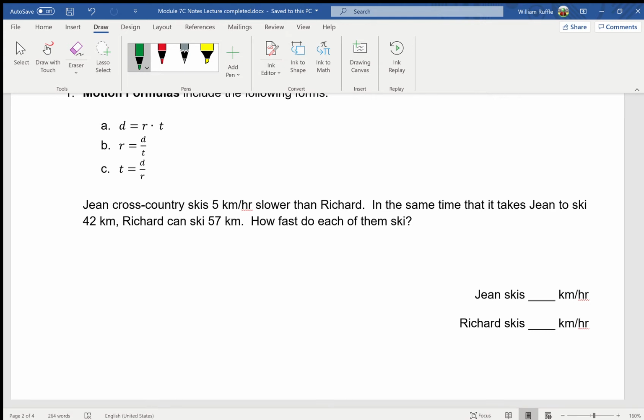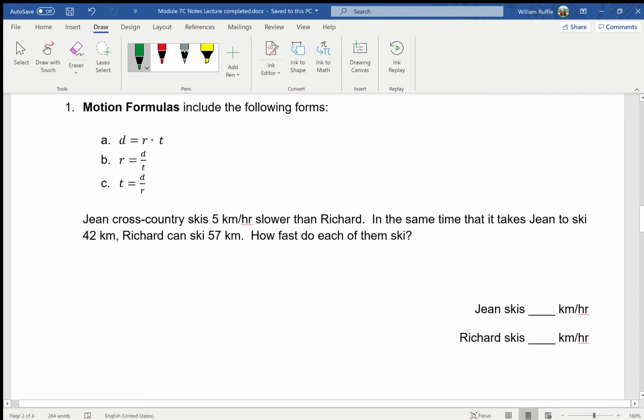We are going to do the 7C word problems, some of the hardest ones that we'll see in this class. We're going to be using the distance equals rate times time formulas. Now there's three versions of it. This is the standard form, D equals R times T. We're going to mostly use this one, time is equal to distance over rate.